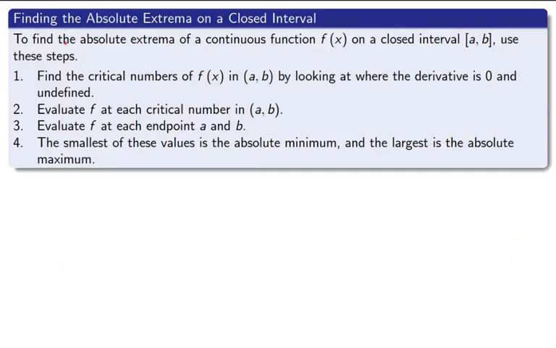Here's your strategy for finding the absolute extrema. First, find the critical numbers. Look at all the critical numbers and simply say where is the derivative 0 or undefined. These are your critical numbers. And then we'll check f at the critical numbers and at the endpoints. That's it. And when I say f, I mean the original function. Once you found the critical numbers, erase the derivative from your mind. You no longer need it.